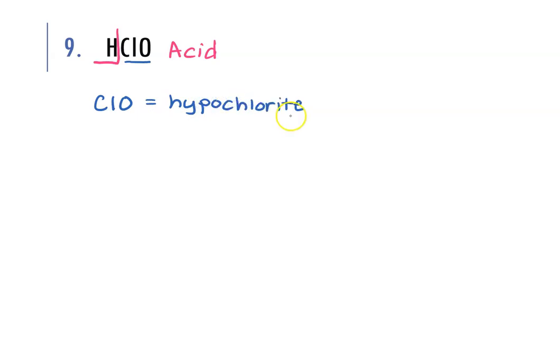So I'm going to look at the ending here. I see that it ends in ITE. It's I ate something icky, so that means that it is not IC, it is OUS. So then I add the word acid at the end, and now I get hypochlorous acid.